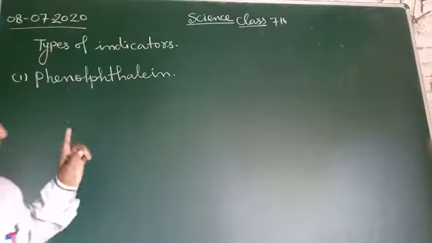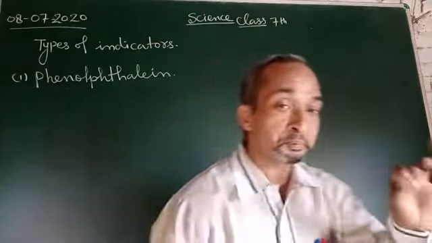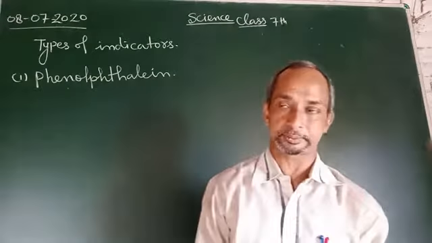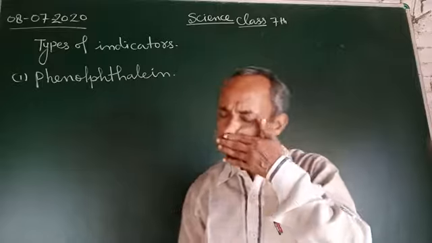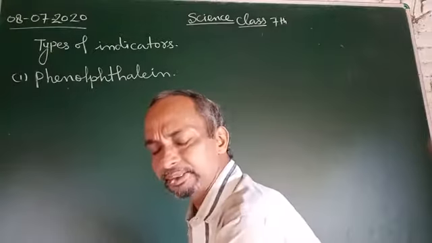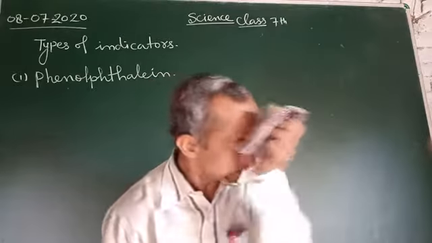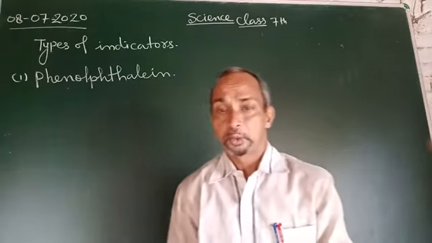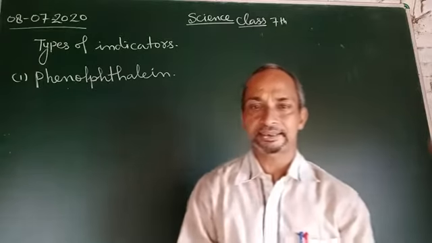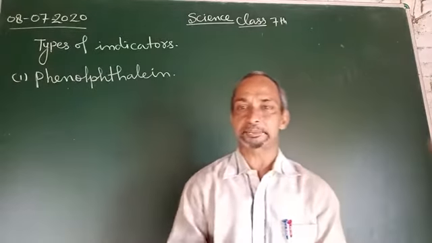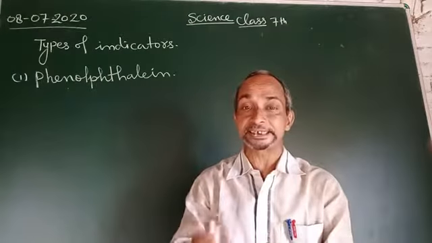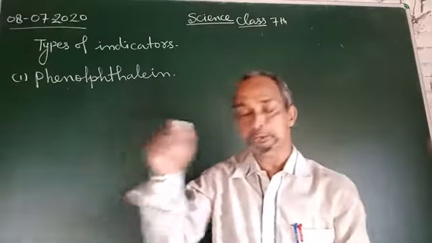So today we will discuss only phenolphthalein, and this indicator is known as a synthetic indicator. Phenolphthalein is a synthetic indicator based on acid and base. Phenolphthalein indicator is colorless in acid solution.